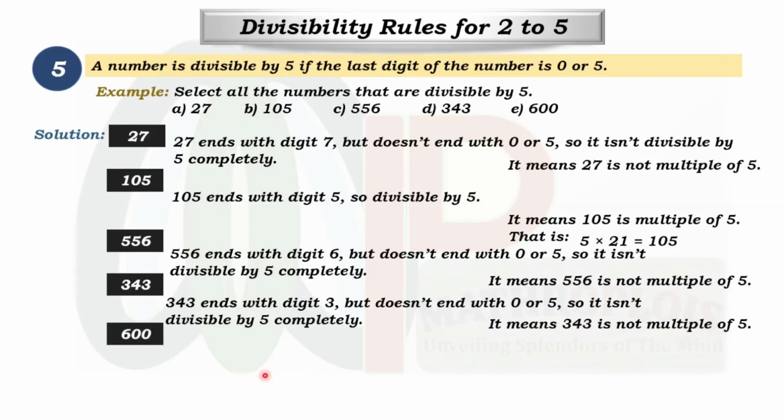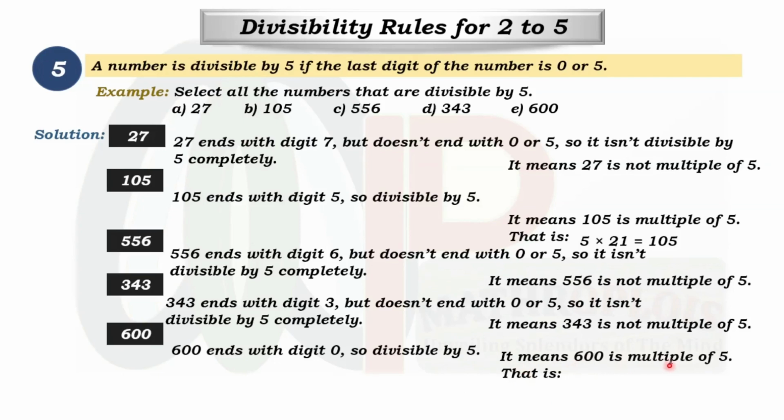The next number here is 600. The number 600 ends with digit 0, so it must be divisible by 5 completely. 600 divided by 5 is equal to 120, that is a complete whole number. It means 600 is divisible by 5 completely. It means 600 is a multiple of 5.